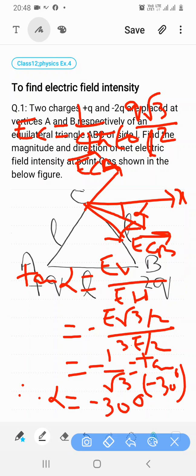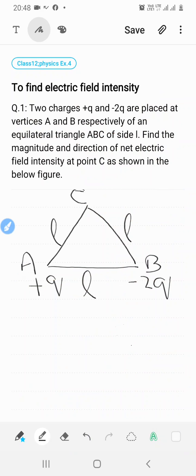So the net electric field intensity vector EC will make 30 degree from the horizontal x-axis, positive x-axis. This is the solution of this question in this method. By another method, it can also be solved by using parallelogram method.